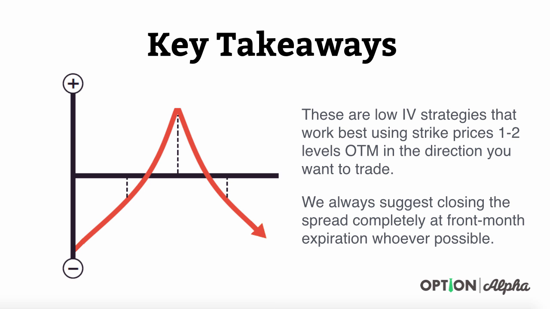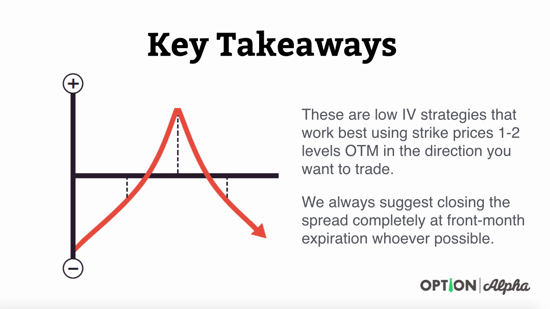So some of the key takeaways for calendar spreads are, again, that they're low implied volatility strategies. They work best in markets that are low implied volatility that could see a rise in implied volatility, and using these strategies 1 to 2 levels out of the money with your strike prices in the direction that you want to trade. In the example we just went through with SPY, the stock was trading at about 203 and we traded the 205, so we were just about 2 strike prices out. You don't want to get any further than that, or you're going to play it very, very directionally and not take advantage of what a calendar really can do.